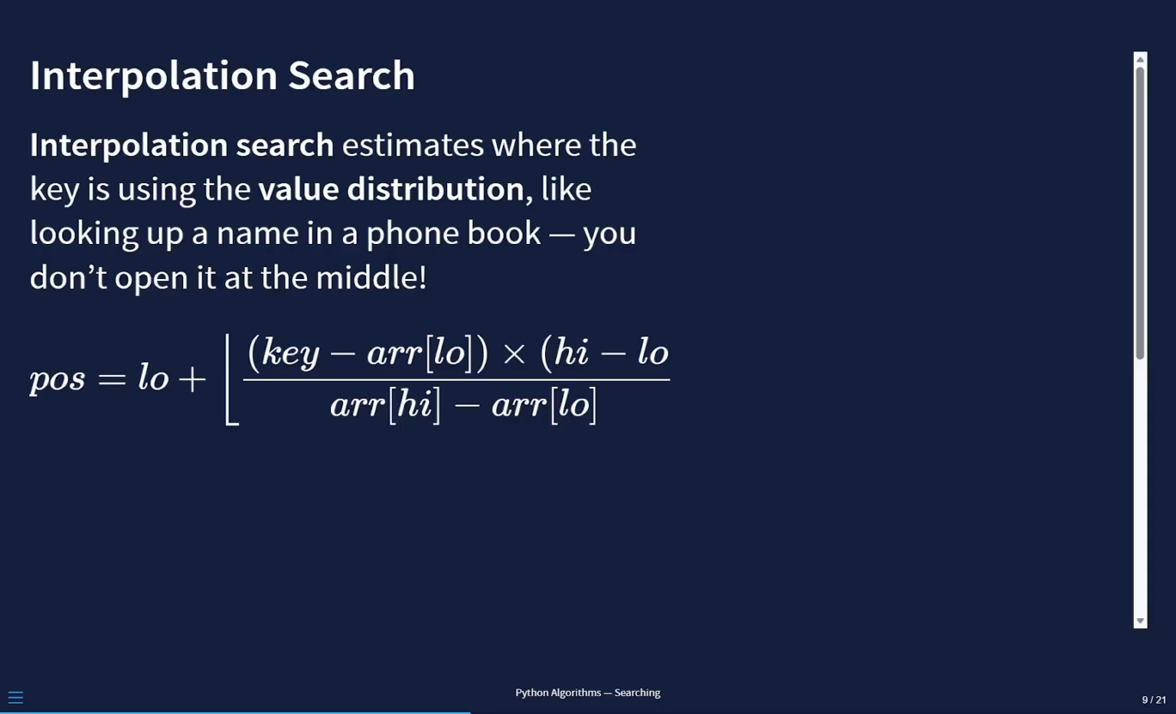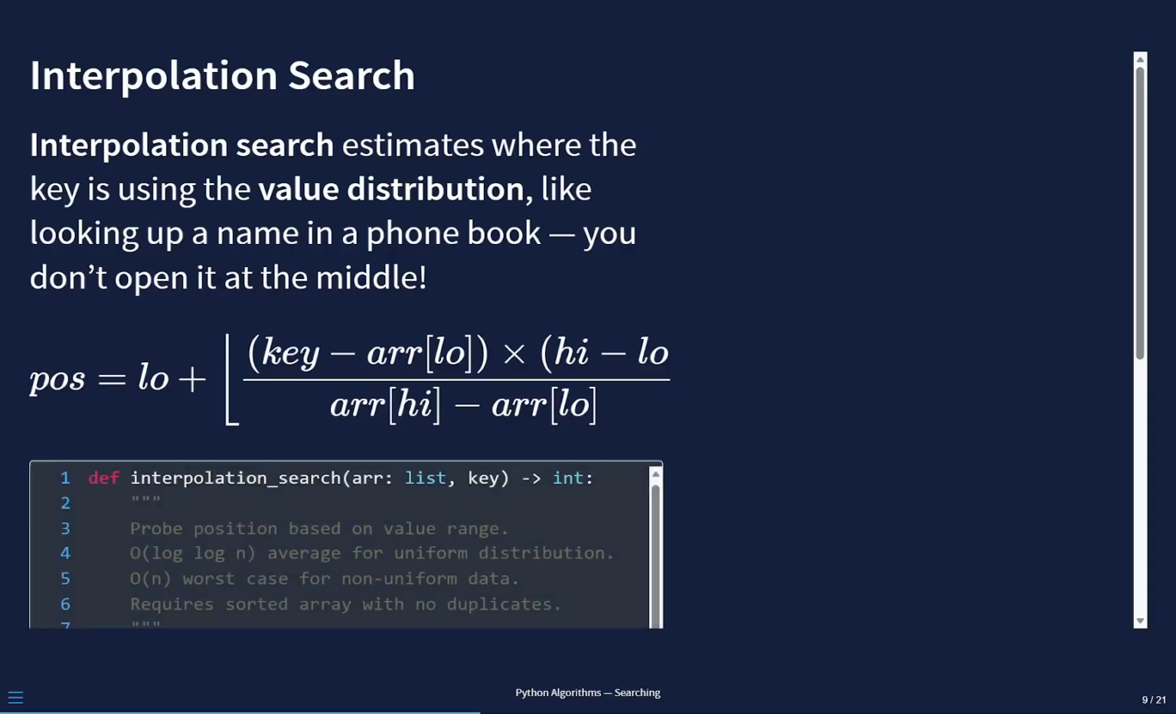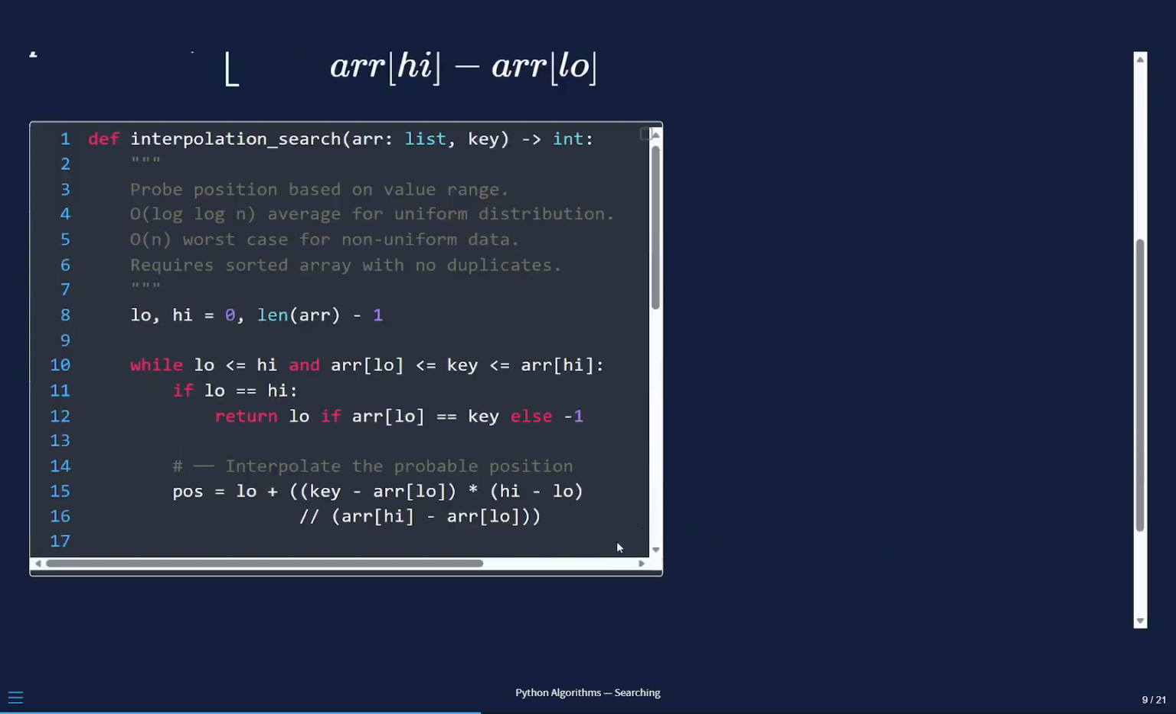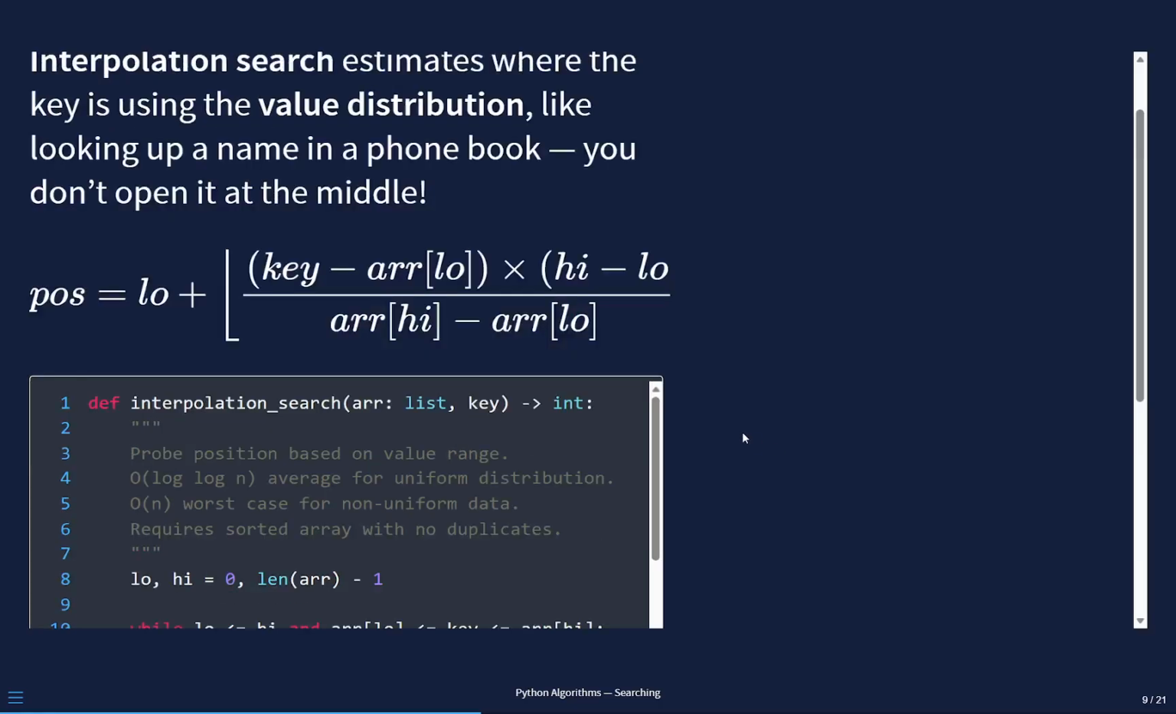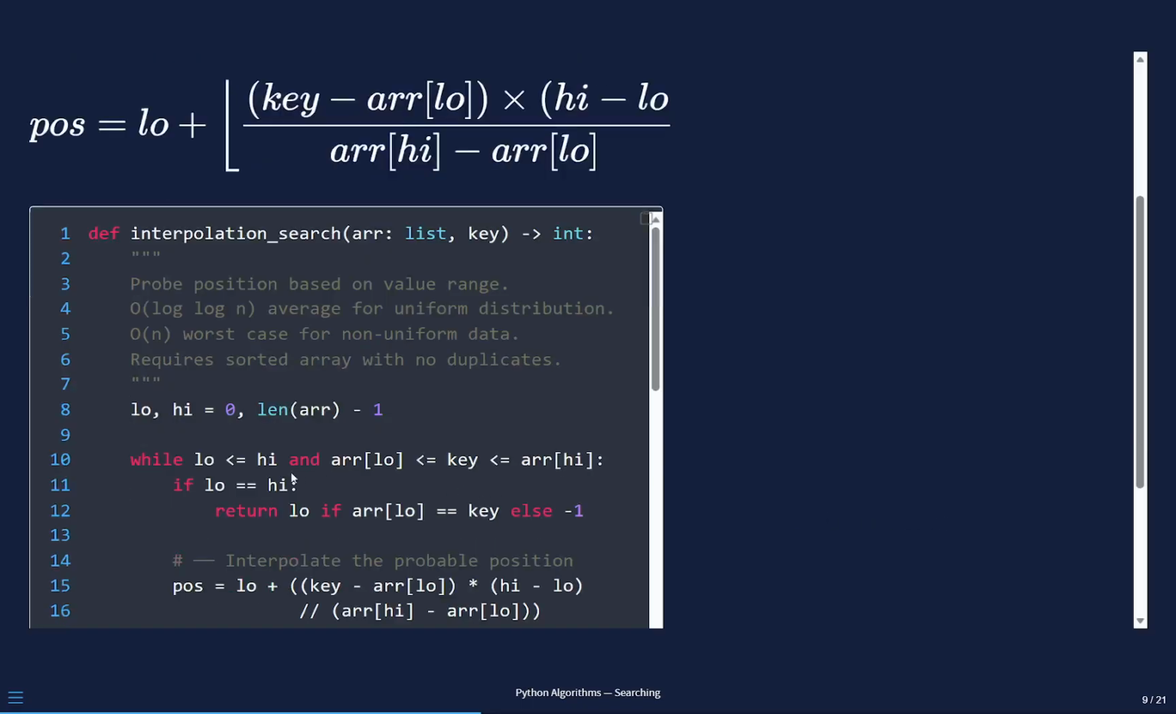Click. The probe formula: pos equals low plus floor of (key minus arr[low]) times (high minus low) divided by (arr[high] minus arr[low]). This linearly interpolates the expected position, based on where the key's value falls proportionally within the current range. On a uniformly distributed array, this estimate is extremely accurate, giving O(log log n) average case, successive squarings rather than halvings.